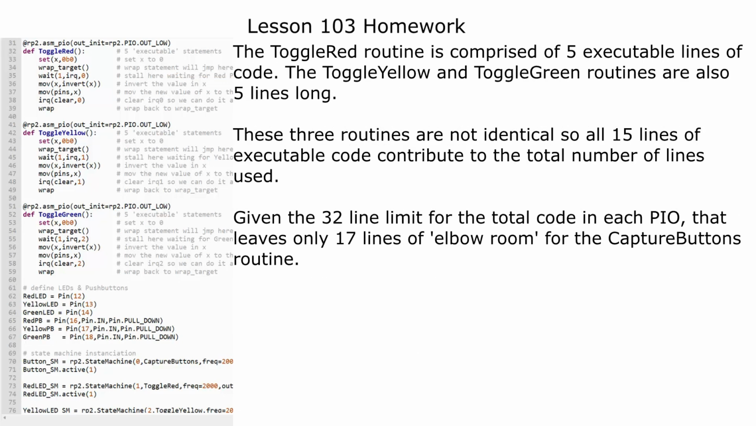The toggle red routine is comprised of 5 executable lines of code. The toggle yellow and toggle green routines are also 5 lines long. These 3 routines are not identical, so all 15 lines of executable code contribute to the total number of lines used. Given the 32-line limit for the total code in each PIO, that leaves only 17 lines of elbow room for the capture buttons routine.